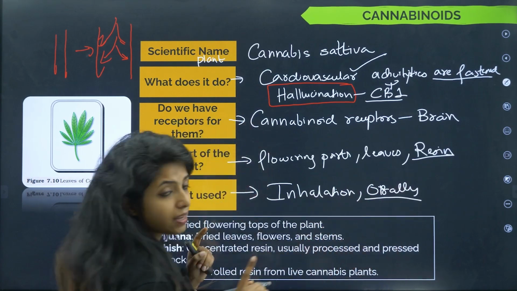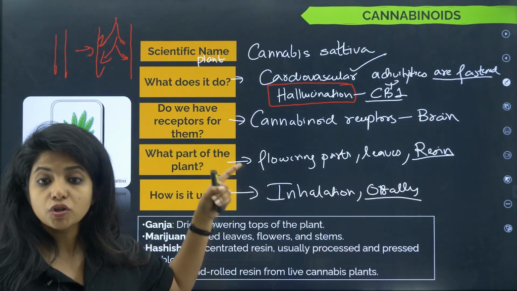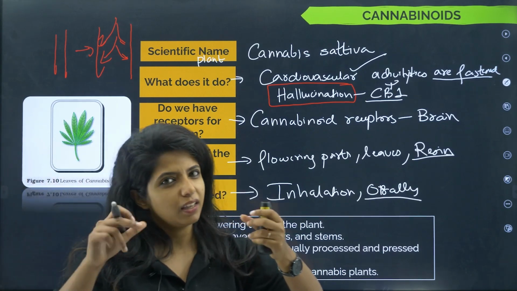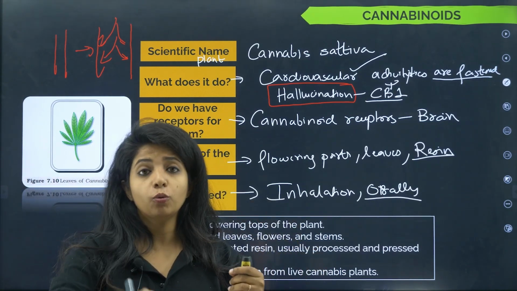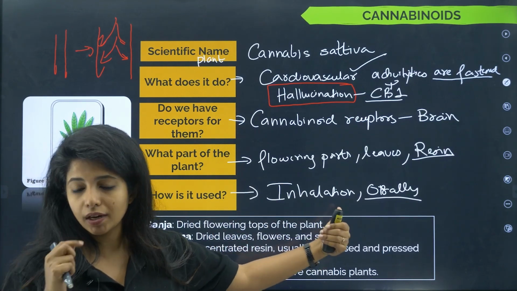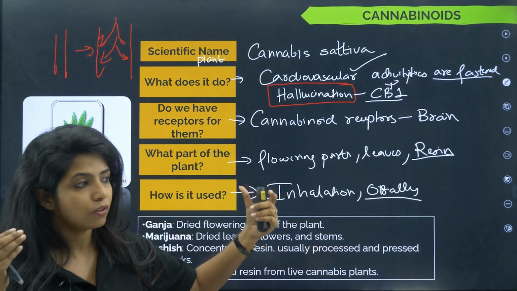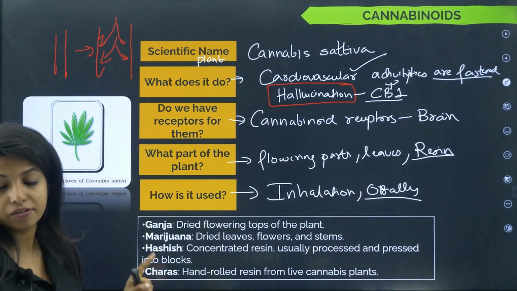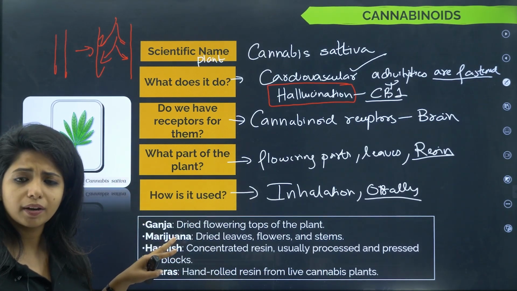So children, please understand there's a difference between opioids and cannabinoids. Over there, what was happening, children? People were either snorting it or what? Injecting it. But over here, it is inhalation or it is taken orally, as in something put down in your mouth. Now over here, the difference between ganja, marijuana, hashish and charas is not given in the textbook. If you want to have a quick read, you can.